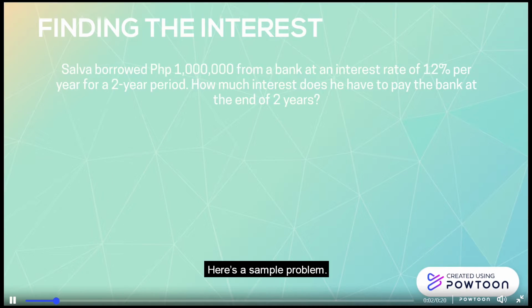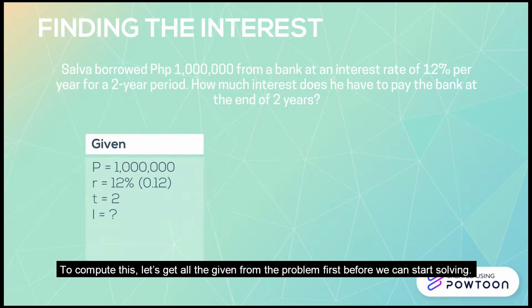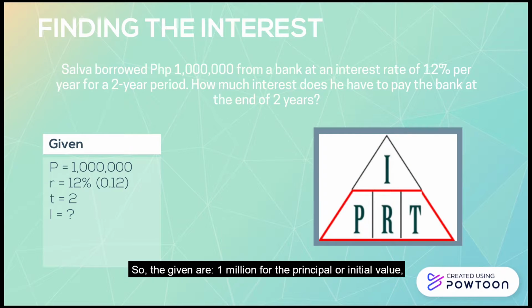Here is a sample problem. To compute this, let's get all the givens from the problem first before we can start solving. So, the givens are 1 million for the principal or initial value, 12% as the rate, which will be converted to 0.12, and 2 as the time in years. Here we can see that we are looking for the interest.